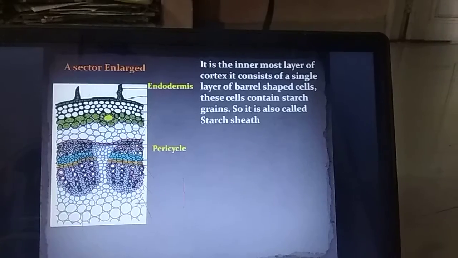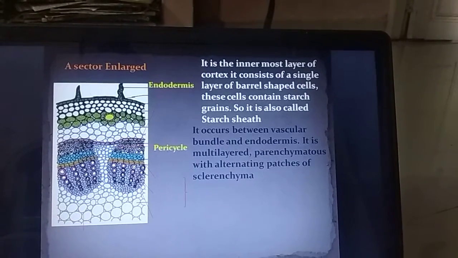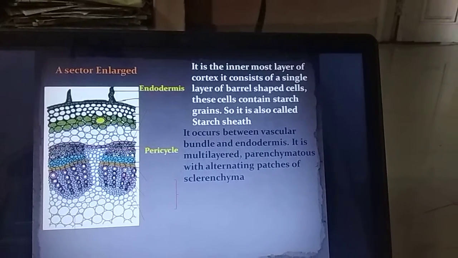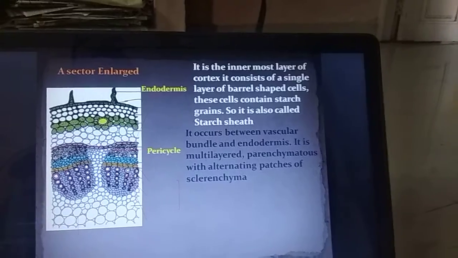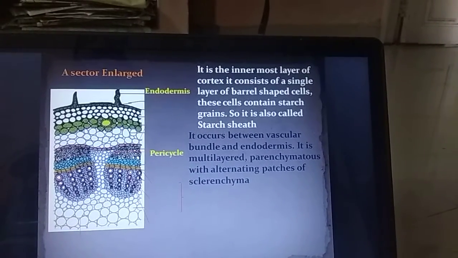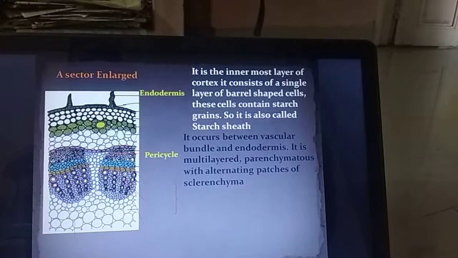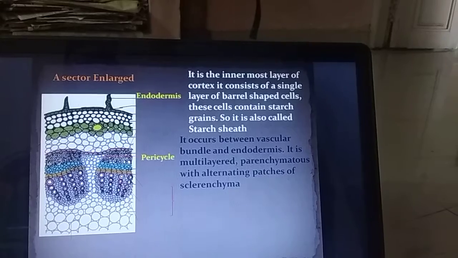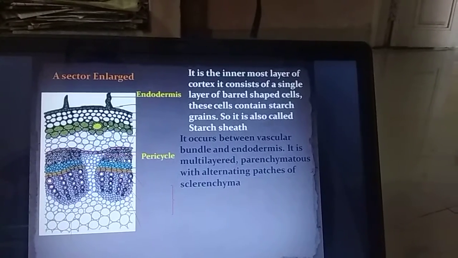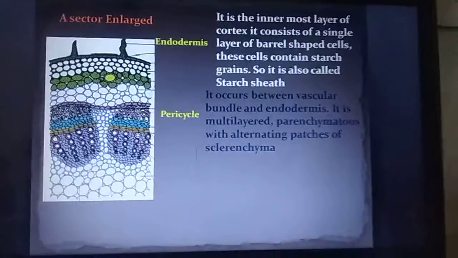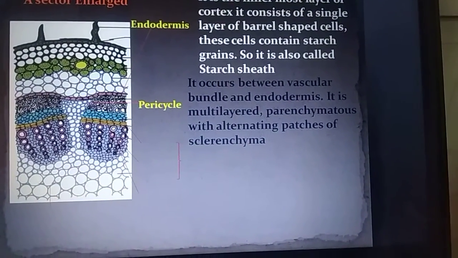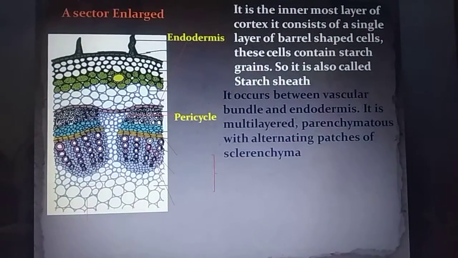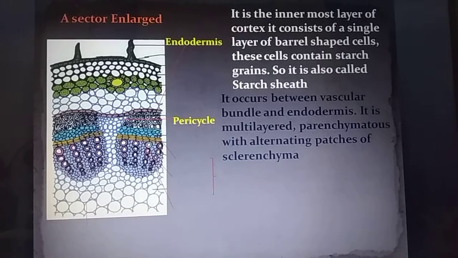Next, pericycle. Next to the cortex, endodermis is present, that light skin color, pink color. Next to endodermis, between it and the vascular bundle, the pericycle is present. It is multi-layered parenchymatous cells with alternating patches of sclerenchyma.